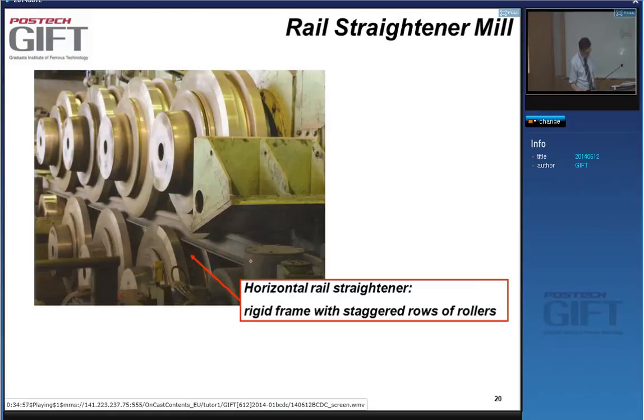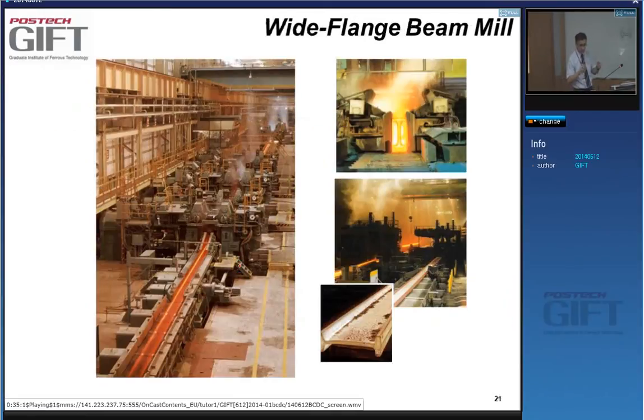When you look at beams, basically in terms of the cross section, it's not very far from what a rail looks like. So obviously there are very big similarities between rail mills and beam mills, and very often it's the same company or plants that will be producing both. Both of these are long products.